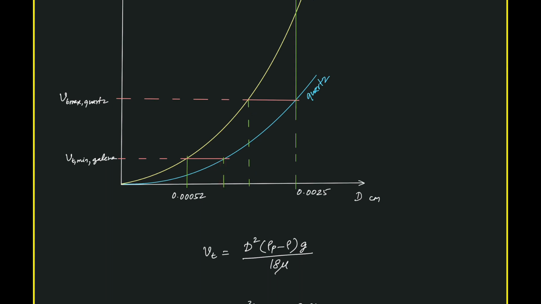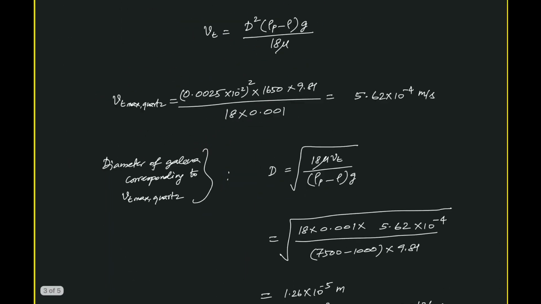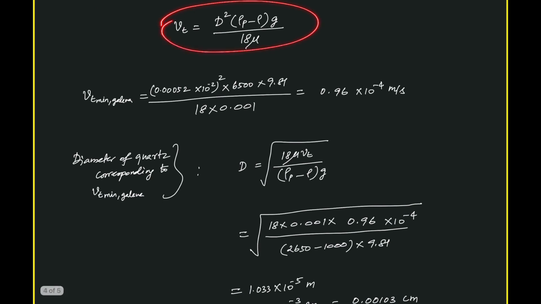For that, we have to use the velocity corresponding to the minimum sized galena particle. This dimension is known and this density is known. This also corresponds to this velocity, this line. Using that we get the maximum size of quartz, or rather the minimum size in the galena-quartz mixture. Again making use of the Stokes law formula, Vt corresponding to the minimum sized galena particles.